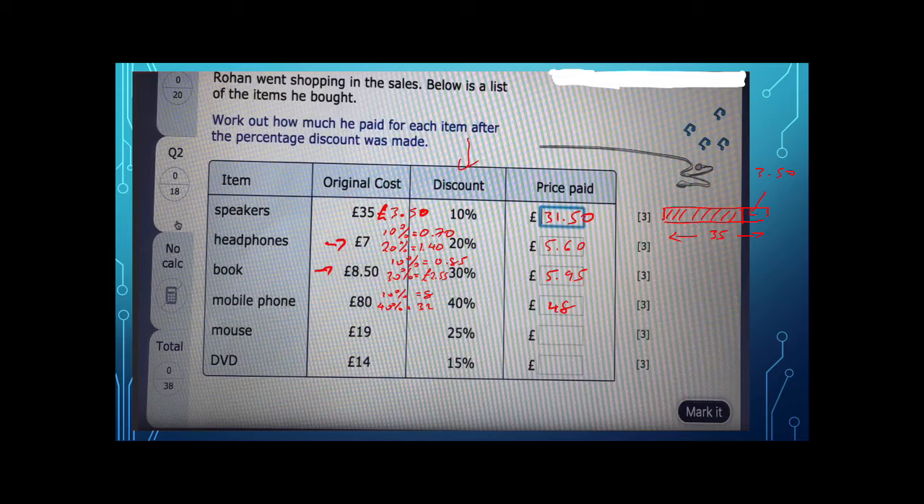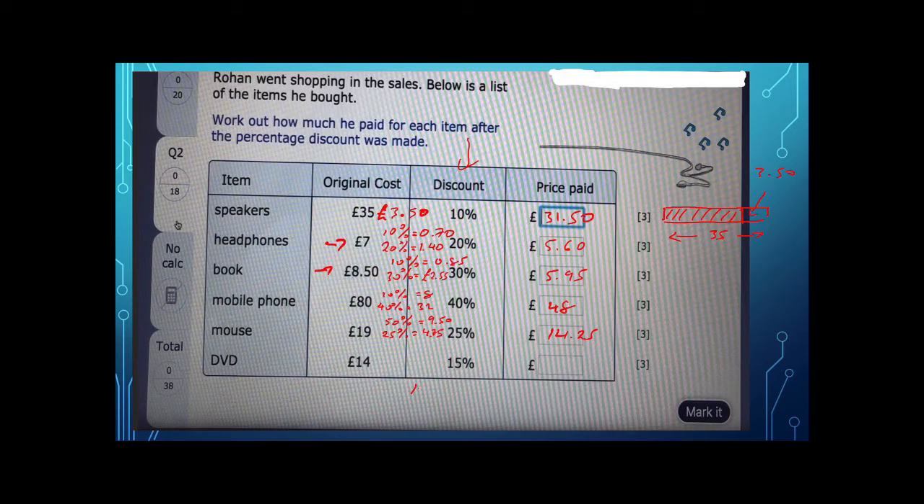The mouse, that costs £19 normally, but we're knocking 25% off that. Now probably the best way to figure out 25% is to find 50%. That would be £9.50. And then if we halve that again, we get 25%, and that's £4.75. We need to take £4.75 off £19, and that gives us £14.25.